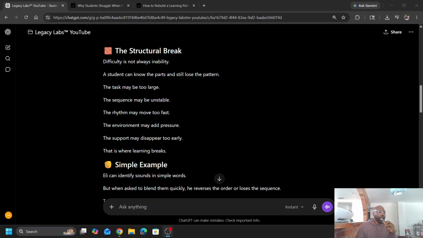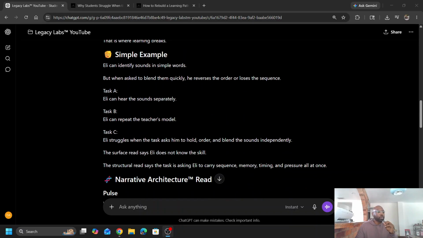So the student is not just answering a question; they're trying to hold the system together. And if that system is unstable, a student collapses at the exact point where the lesson expected independence, and that's where learning breaks. So here's a simple example.